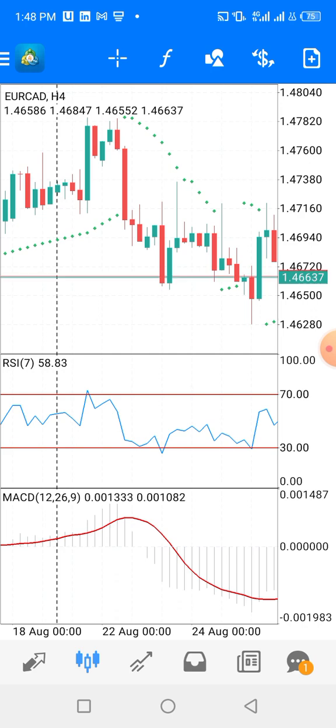So always you have to make sure the market is trending before you enter a trade. But the market does not always trend. Sometimes the market trends only 30% or 40% of the time, or sometimes only 20%. This is why you must be very careful when using the Parabolic Sar.